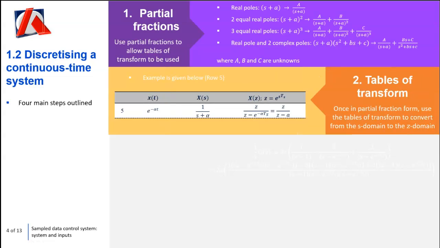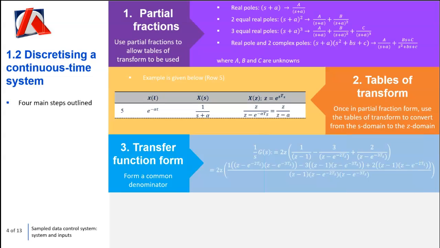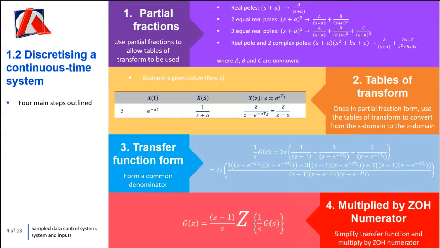So once you've determined the partial fractions, then use the tables of transforms to convert from the S domain into the Z domain. And then we form a common denominator, because what we'll have is different functions, and what we want is a common transfer function. And then step 4 is to multiply by the zero order hold numerator.